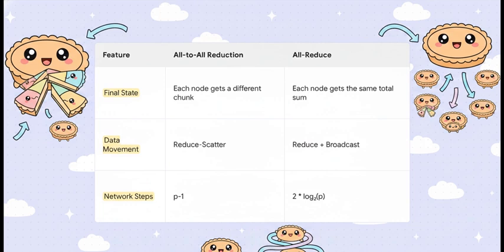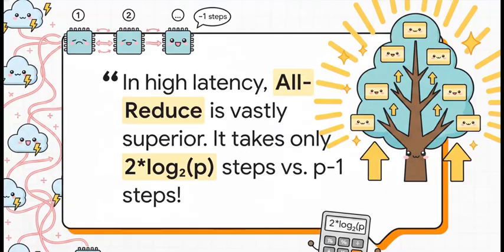Now, with an all-to-all reduction, everyone ends up with a different piece of the result. Here's the analogy. In an all-reduce, everyone gets the whole pie, the exact same delicious pie. But in an all-to-all reduction, everyone gets their own unique slice of the pie. So here it is, the answer to the million-dollar question. If you have a system with high latency, meaning it takes a long time for messages to travel, the problem isn't the size of the message, it's the number of times you have to send one. An all-to-all reduction can take p-1 steps.